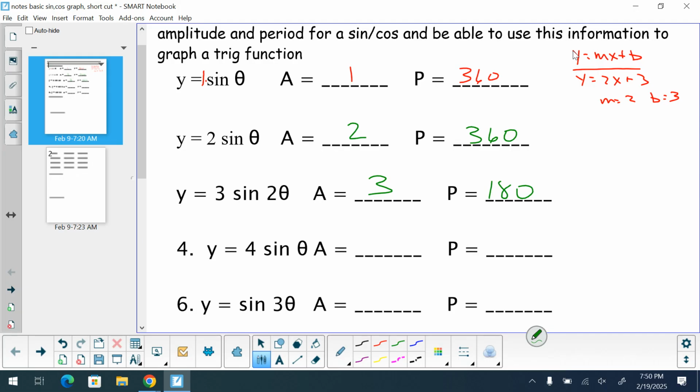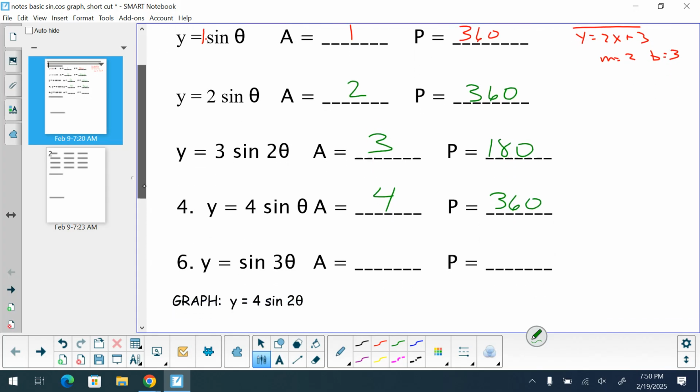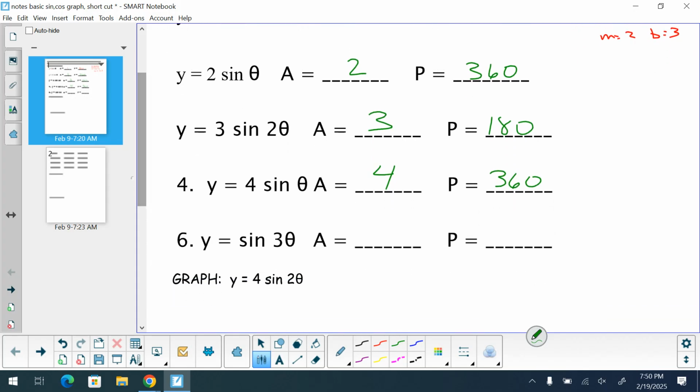In problem number 4, the amplitude came down to a value of 4, the period came down to 360. The one you may have struggled with a little bit is the last one here, y equals sine 3 theta. You would have to use other values like 30, 60, and 90 to be able to determine that. But if you did, what you were able to come up with is the amplitude is a value of 1, and the period came down to 120 degrees.